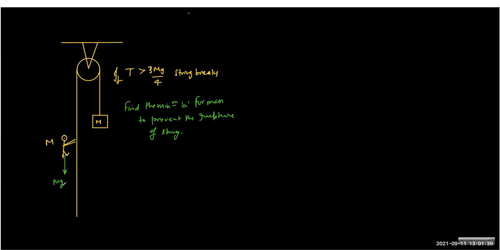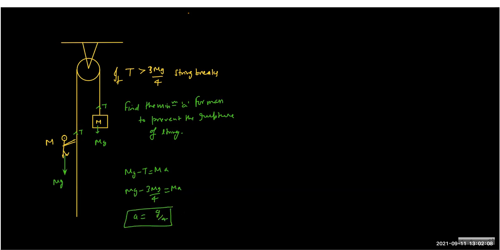The man is having mg, and the tension developed will always be upward. But because mg will exceed the tension, he will fall down. mg minus T equals m into a, and T is given to us. A turns out to be how much? g by 4.